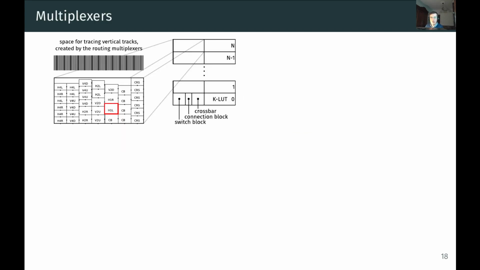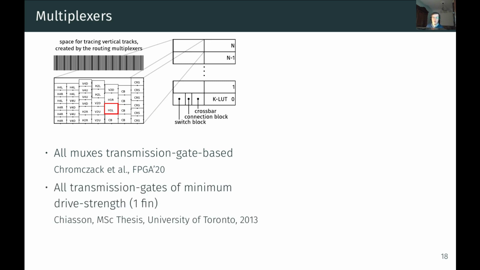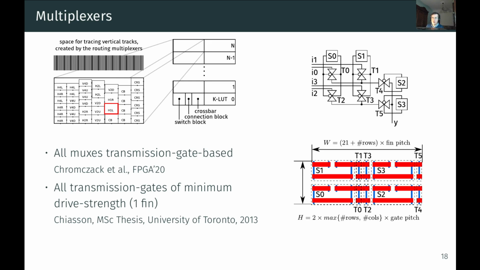Okay, proceeding now to the multiplexers, we assume that all of them are designed based on transmission gates, as is the case in the EdgeLex architecture. And then we used the result of Chiasson, who showed that transmission gate-based multiplexers can have minimum drive strength in the transmission gate transistors, even in planar technologies. With this, we obtain the following layout, which is again completely scalable and depends only on the fin pitch and the gate pitch.